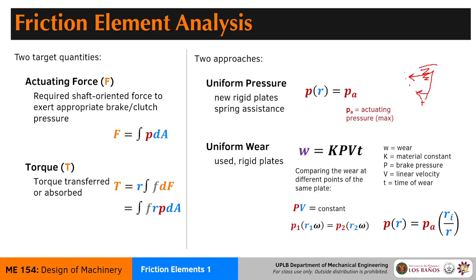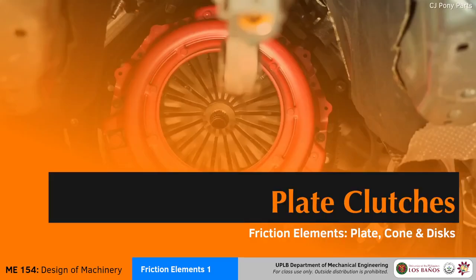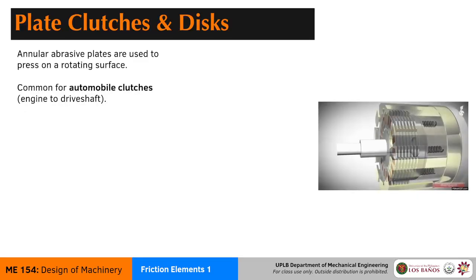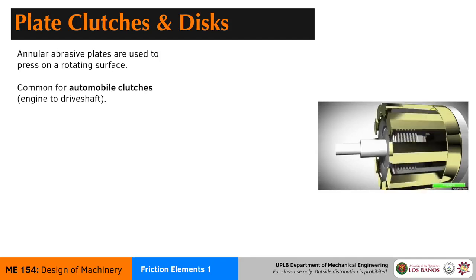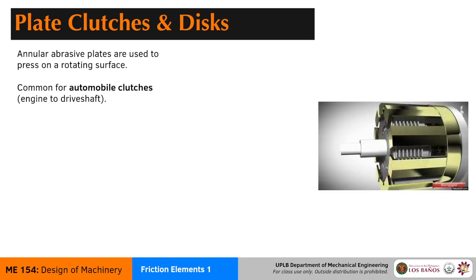And now we will go on to our first kind of clutch. This is called the plate clutch. Now, the plate clutch is actually found in automobiles. I'm not sure if they're still found there now, but if you're using manual and you've had someone tinker with your clutch system, this is the kind of clutch that you will usually have.